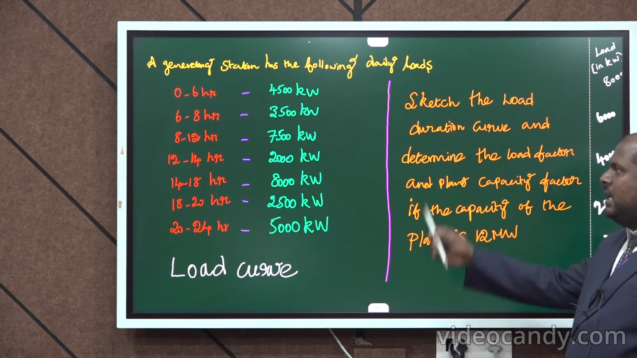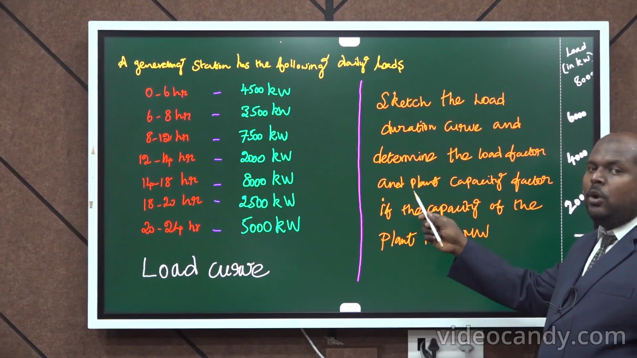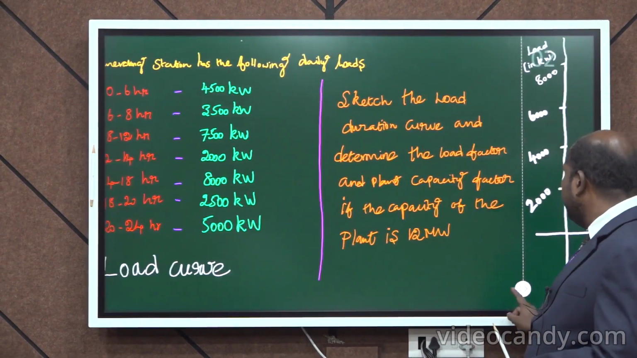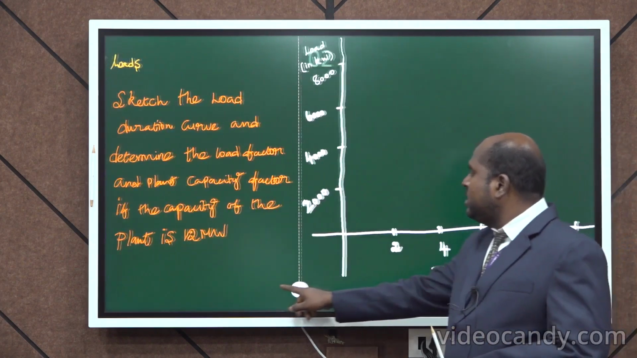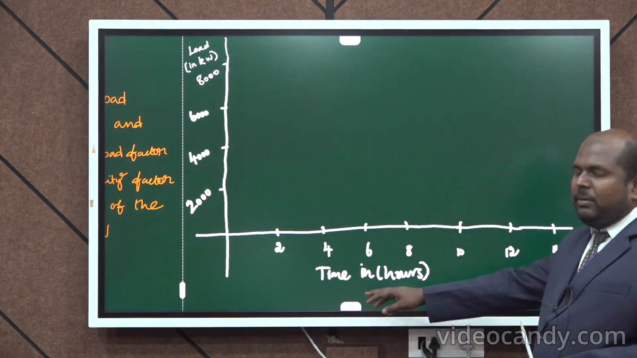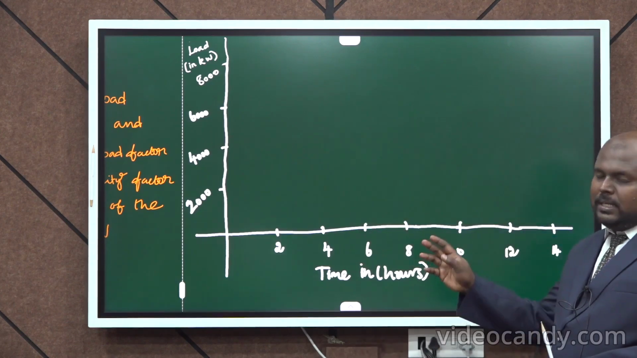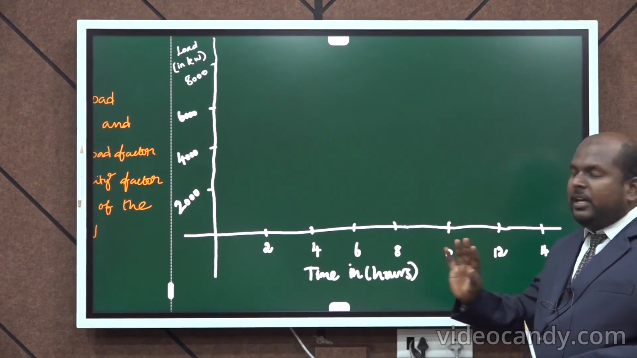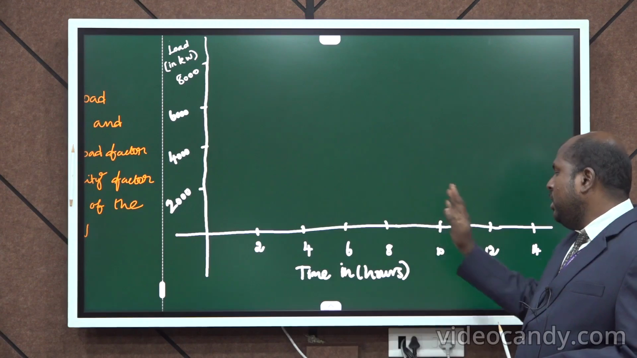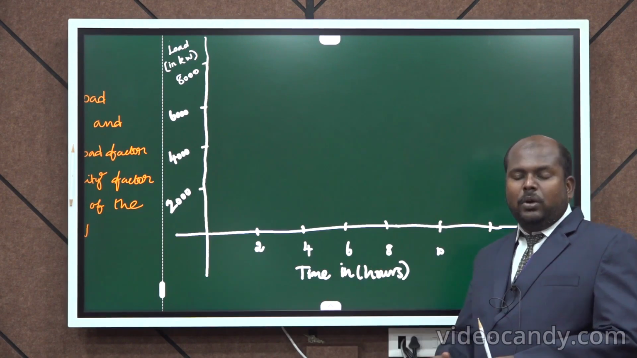We have a set of data, and we are going to sketch the load duration curve now. The load duration curve begins this way. I take a curve with time on the x axis and load on the y axis. This is a clear notation which shows the correlation between load and time. Now we have the load data.